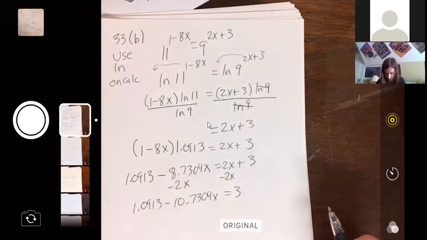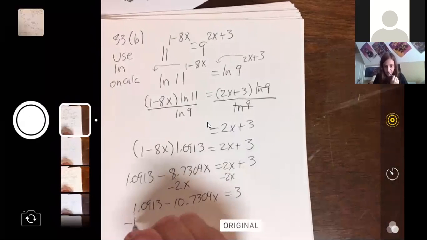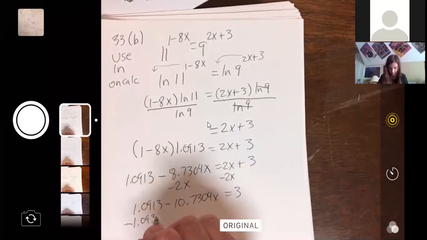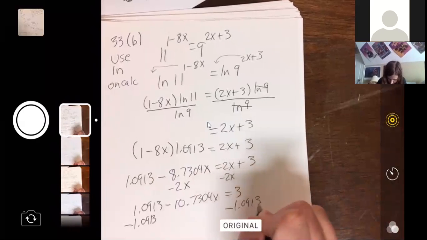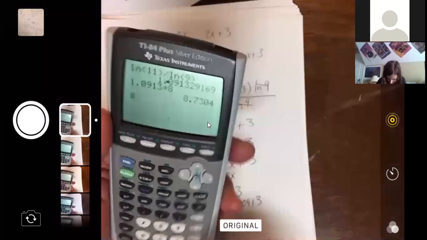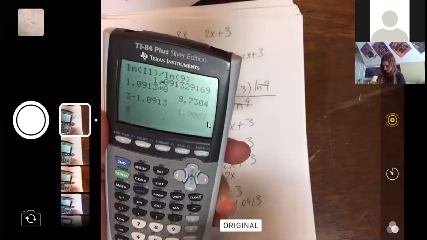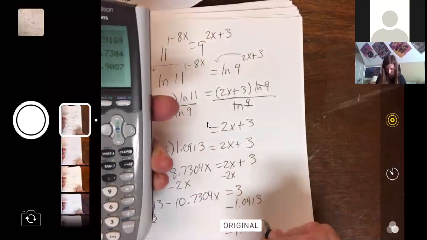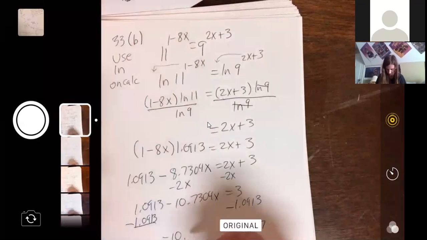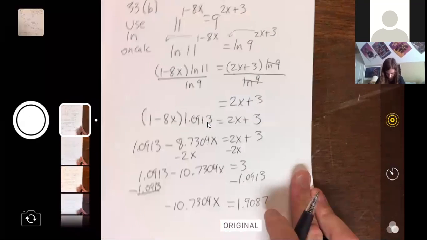Decimal carry along. Are we going too fast? No, that's perfect. Okay, move the 1.0913 over by subtracting. Unless you're a real genius, maybe you want to punch that: 3 minus 1.0913 is 1.9087, equals negative 10.7304x. And yes, it's gotten nasty.